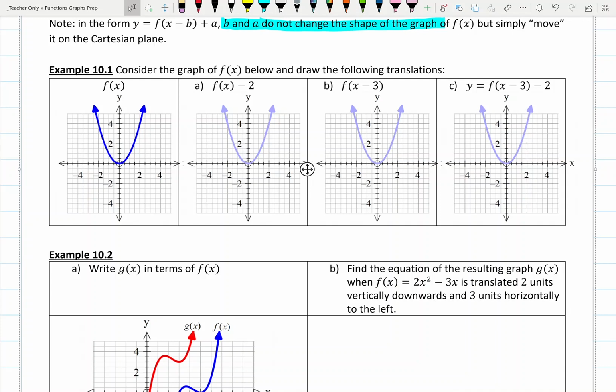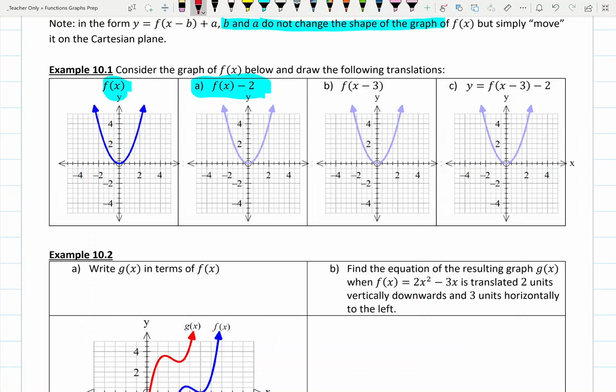So on this function, example 10.1, we've been given a function. You may be able to tell that it is just simply x squared. If you can't tell that, it doesn't matter. All we're doing is translating them. So our original function is given here as f of x. In question A, we're being asked to draw f of x minus 2.